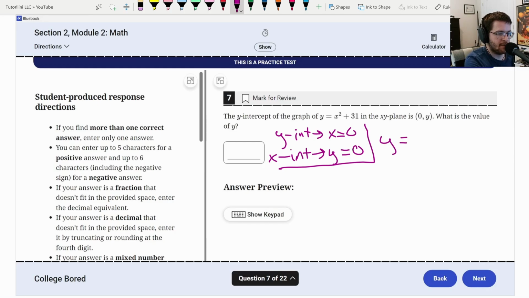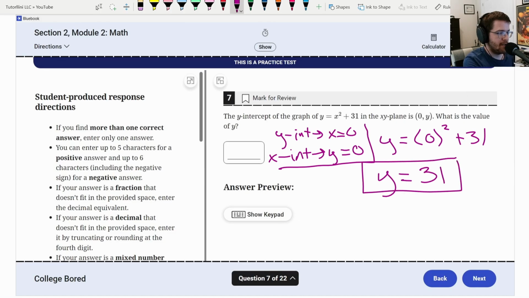So y equals 0 squared plus 31. 0 squared is just 0, so 0 plus 31 is just 31. So the value of y is 31, and that is our answer. We can do this on Desmos as well.